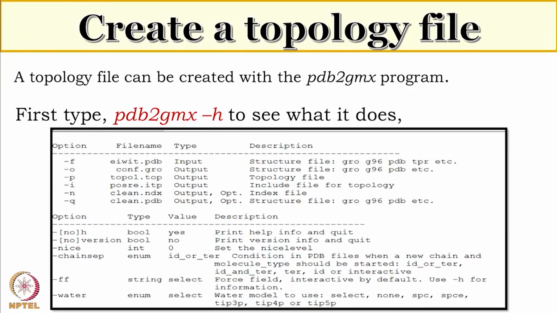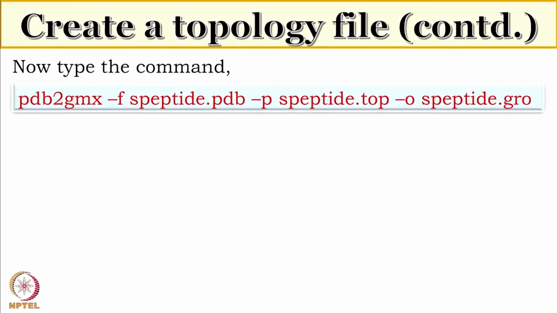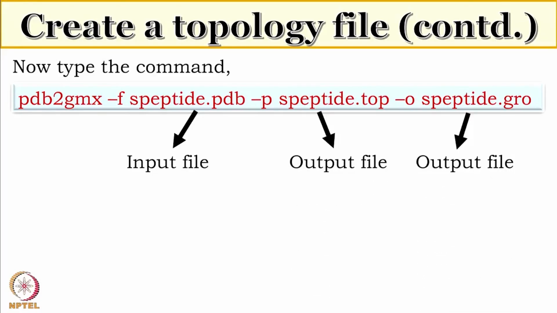There is also clean.pdb, which is a PDB file in a different format. Now we'll type the command pdb2gmx -f s-peptide.pdb, which is my input file, then -p s-peptide.top, where top is the topology file for the peptide, and -o s-peptide.gro, which is the Gromacs structure file. So s-peptide.pdb is my input file, and s-peptide.top and s-peptide.gro are my output files.